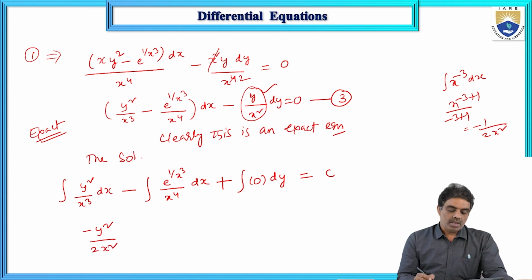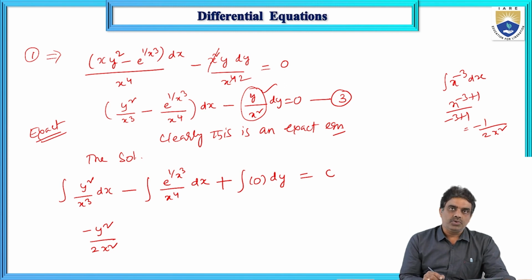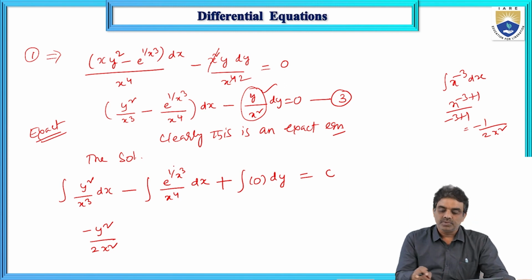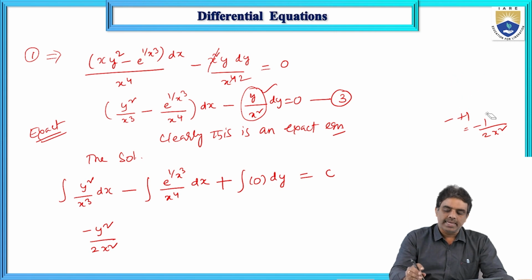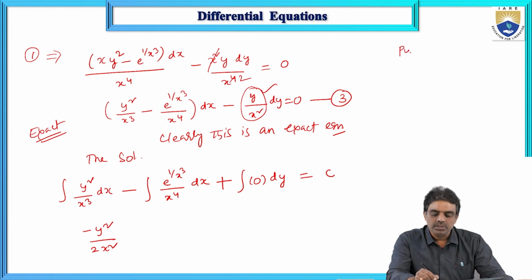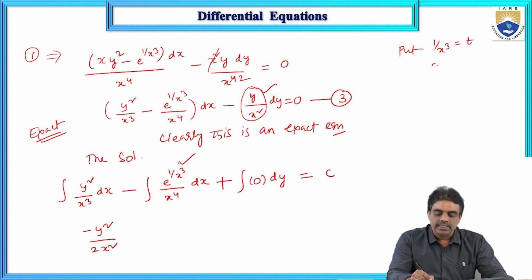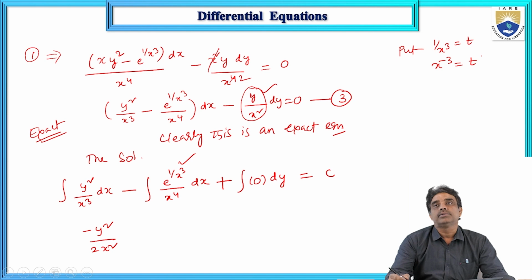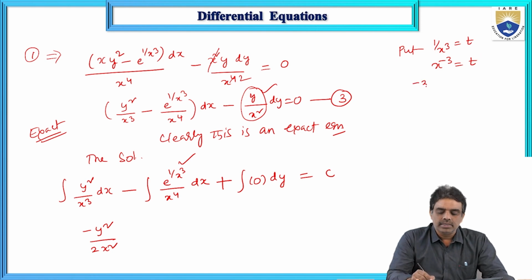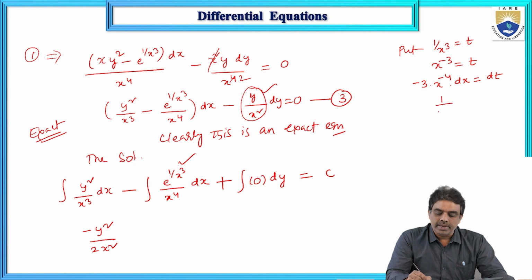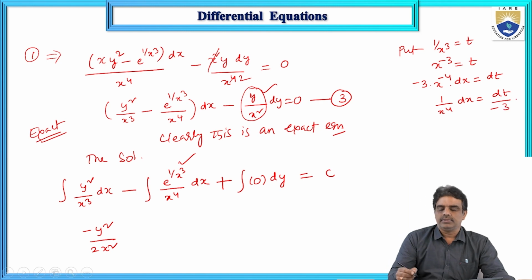That is the first term. And what is the second term? Here to integrate, we use the substitution method. So how do we substitute? Put 1 by x cube equal to t. So to evaluate the second integral, put 1 by x cube equal to t, that is x power minus 3 is equal to t. And differentiating, n a power x power n minus 1 dx is equal to dt, or 1 by x power 4 dx is equal to dt by minus 3.